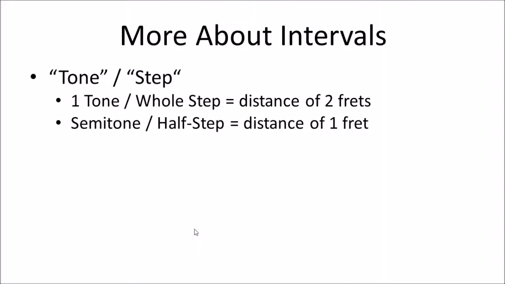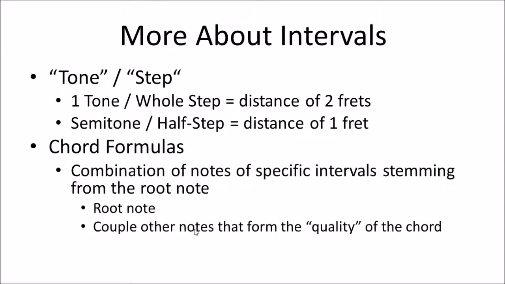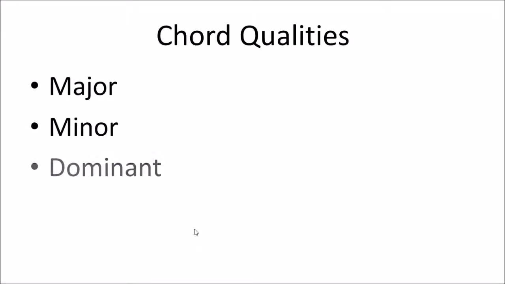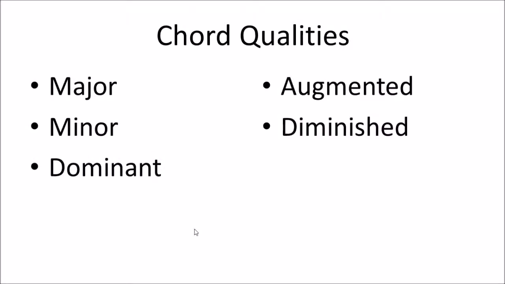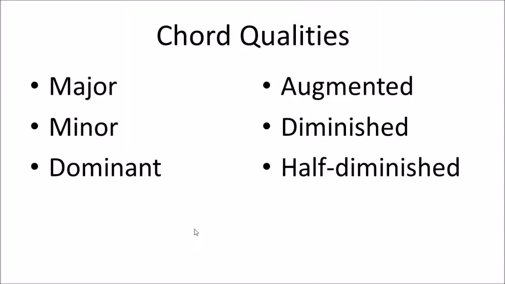As you're learning intervals, it's also important to develop a solid understanding of chord formulas. And that's what's going to allow us to translate intervals into chord names. When I say formula, I mean a combination of notes of specific intervals stemming from the root note. And although it's not always played, every chord is going to have a root note. And then it'll have at least another couple notes that'll form the quality of the chord. And the quality is where you get the major, minor, dominant, augmented, diminished, or half diminished. Those are all the different chord qualities.